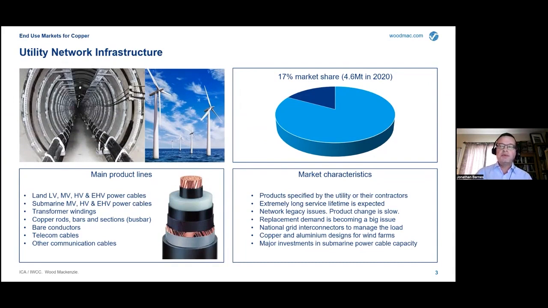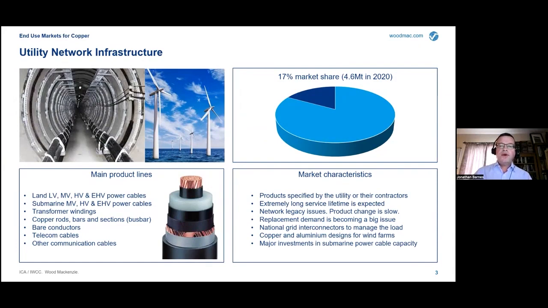And because these cables are in use for a long time, you tend to have network legacy issues, and typically utilities are reluctant to change their networks where you have cables that are really designed to do their job. They want a homogeneous network, so they don't want to be carrying big inventories. That being said, replacement demand is starting to become an issue, particularly in North America, Western Europe, and Japan, where a lot of the cables that were installed after World War II are at or beyond the end of their service life, and significant replacement demand is forthcoming.